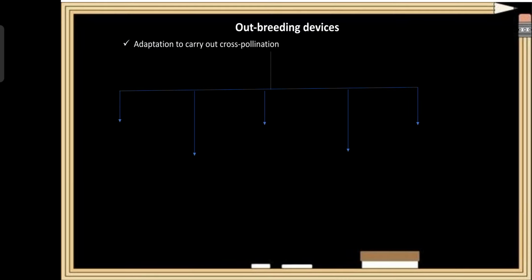The first device is referred to as diclini. Number 2 is referred to as dichogamy. Number 3 is self-sterility. Number 4 is heterostyle. Number 5 is ergogamy. So there are around 5 different outbreeding devices: diclini, dichogamy, self-sterility, heterostyle, and ergogamy. Now we will study the outbreeding devices in detail. As I told earlier, there are 5 different devices. Okay, so let's discuss each and every device in detail.